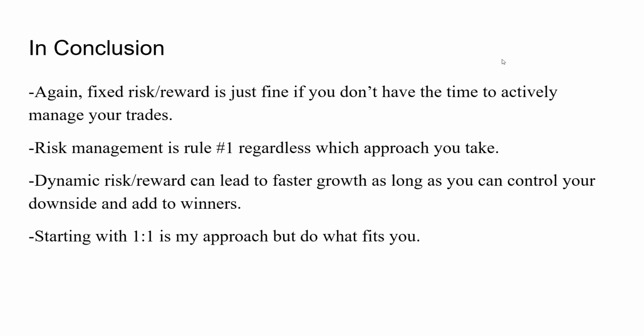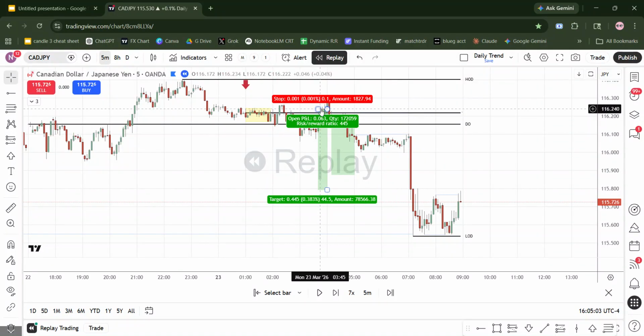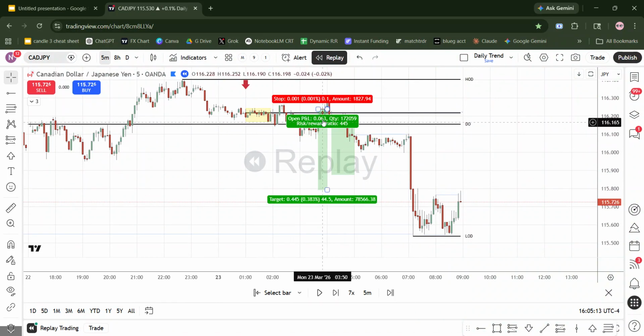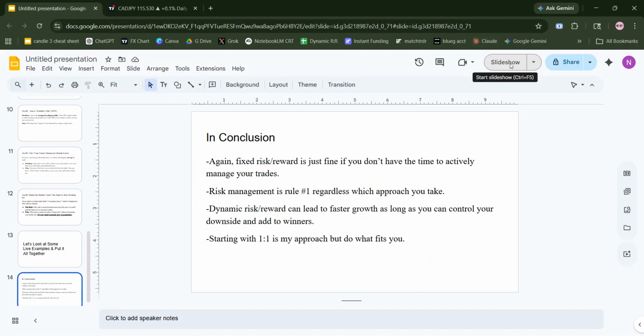All right, so in conclusion, fixed risk to reward is just fine if you don't have the time to actively manage your trade. It's not that you have to sit in front of the chart all day, but remember this entry was at 3:45, and then this exit was until about 7 something. That's a few hours. Now I'm not saying you have to sit in front of the chart the whole time. You can set price alerts, but it takes time to know, okay, I have to do this and do that. Some people don't have that type of time, so just do a fixed 1-to-1 or 1-to-3 or whatever. Whatever floats your boat. Do what works for you.